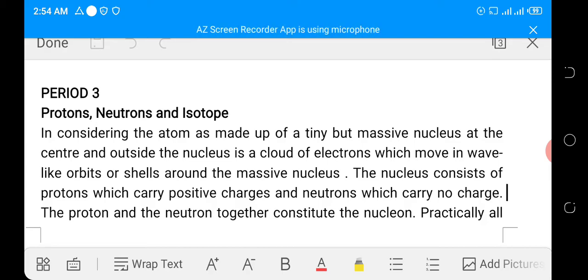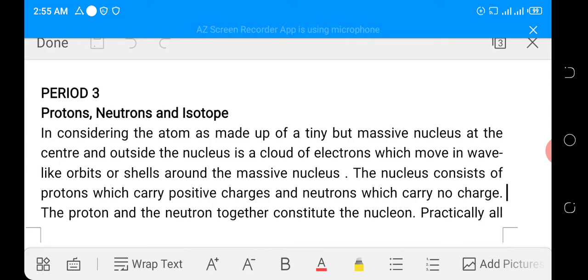Today, we want to look at the structure of atom. So we treat in details protons, neutrons, and isotopes. Let's begin. We all know that elements are made up of atoms. An atom itself consists of a tiny but massive nucleus at the center. And outside the nucleus is a cloud of electrons which move around the nucleus.